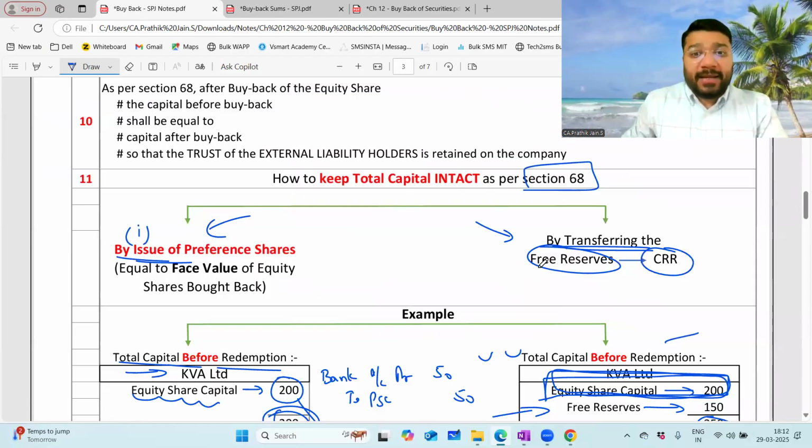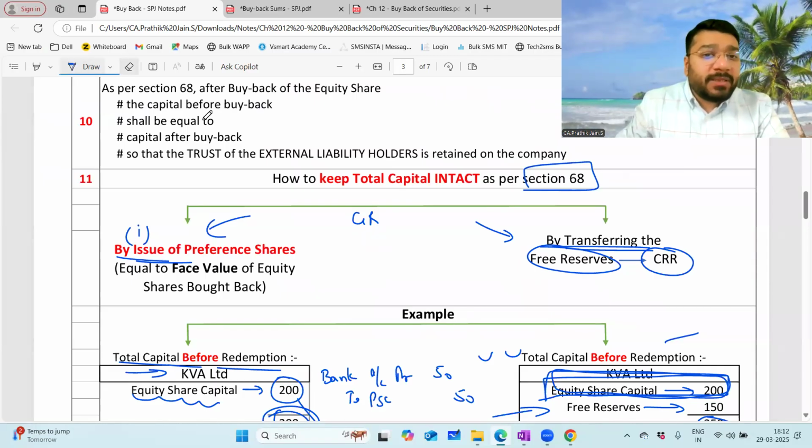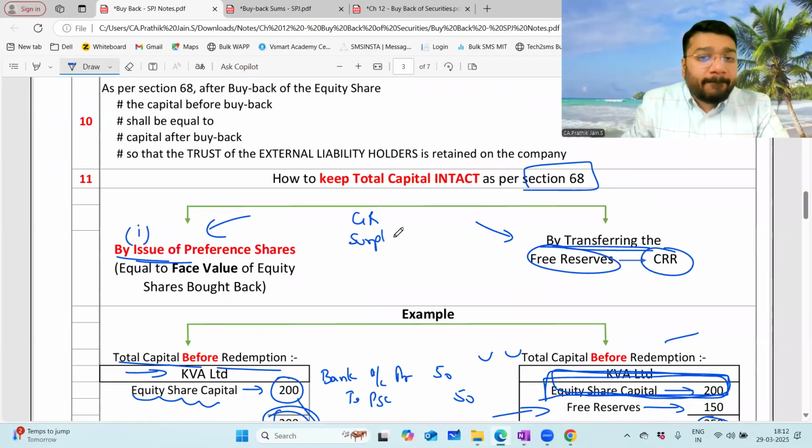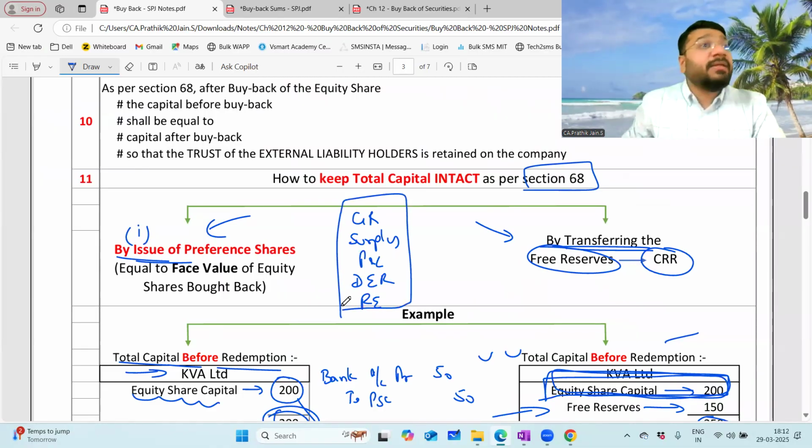Three reserves, rightly said by you. It is general reserve, surplus, P&L balance, then dividend equalization reserve, then retained earnings. Correct? These are normally called surplus.